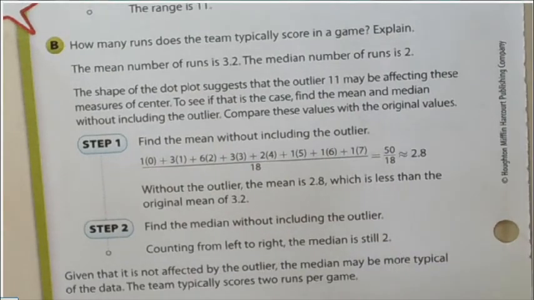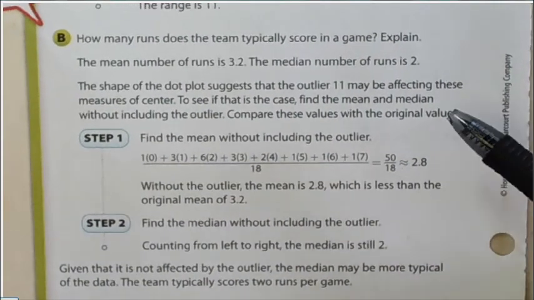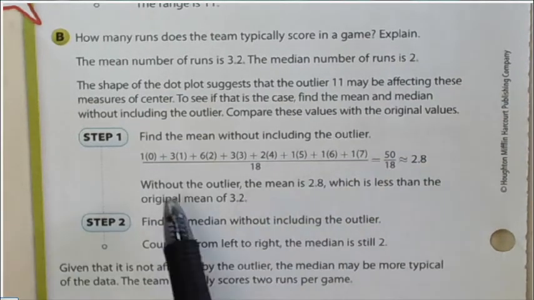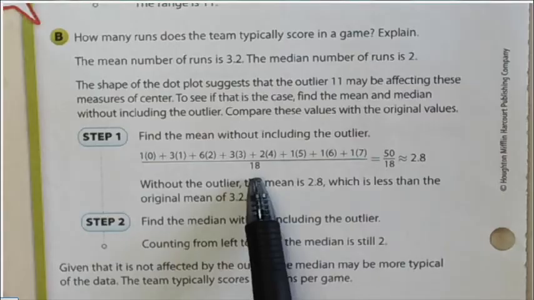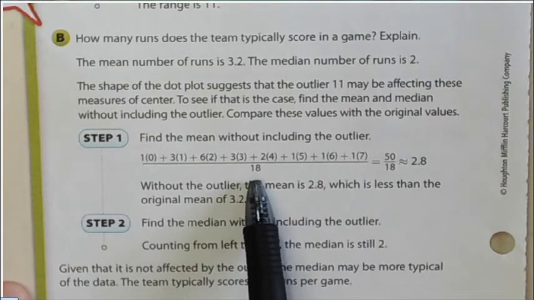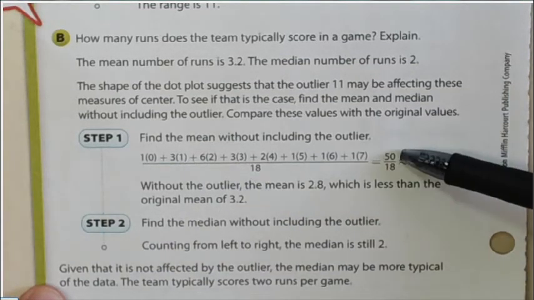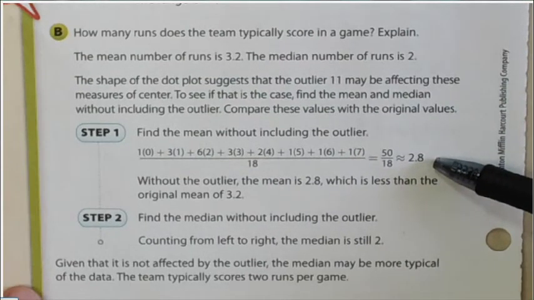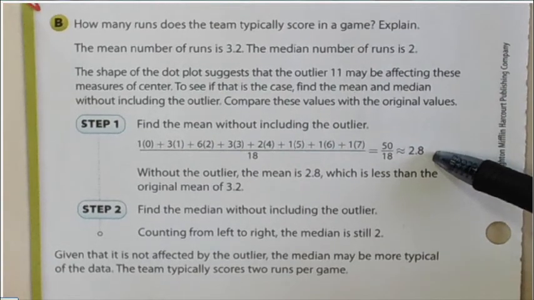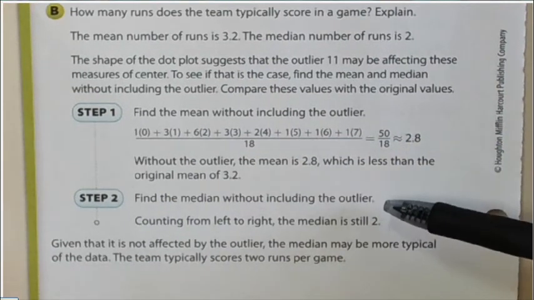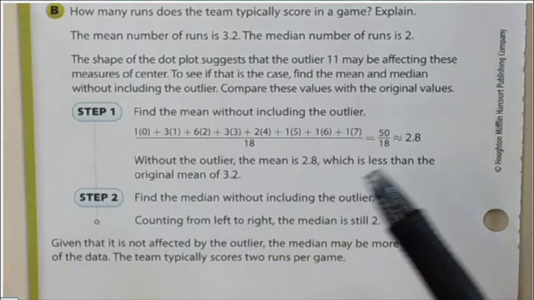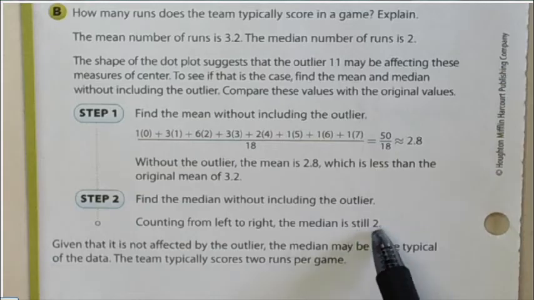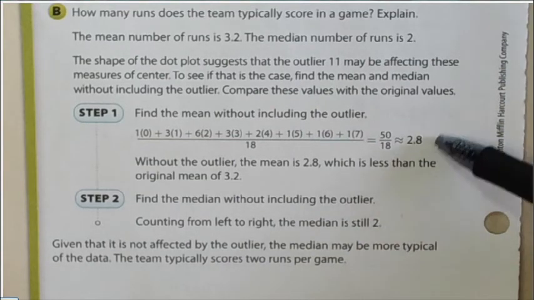So what we've done is we've taken out the 11, which was the outlier, and we ended up with 50. And then since we got rid of the 11, we also have to reduce our number of data values to 18, because we're taking one out. So when we find the mean by dividing 50 by 18, we get 2.8. And so without the outlier, our mean becomes 2.8, which is a little bit closer to the median from the original problem. When we did the median without the outlier, we still got 2, so the middle is still 2, but our mean and our median are now a little bit closer than they would have been had we still had the outlier.